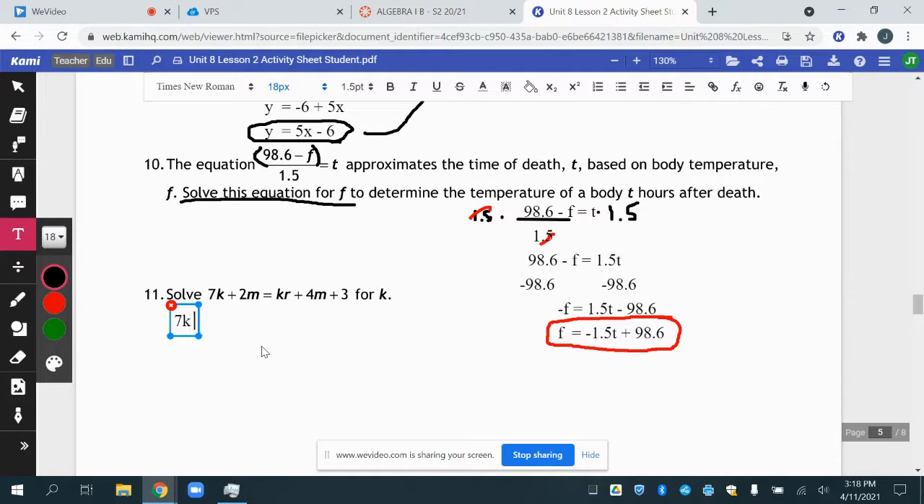7k plus 2m equals kr plus 4m plus 3. That's everything. I want to get rid of all the k's on their own. So we have a k over here and a k over here. I need to get rid of some of these k's. I'm going to get rid of 7 k's because I don't really know what to do with the r k's, right? I do, but we're going to keep it simple. So what I'm going to do is I'm going to get rid of the 7 k's here.